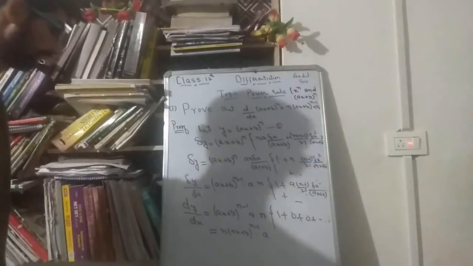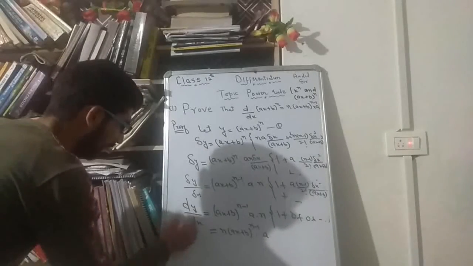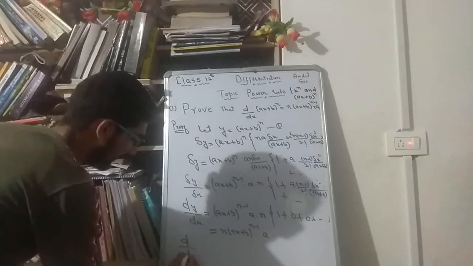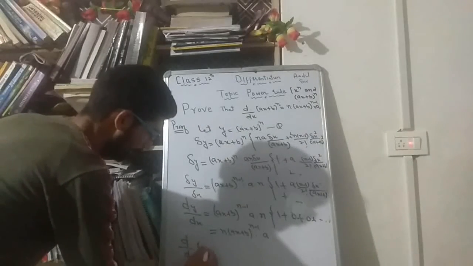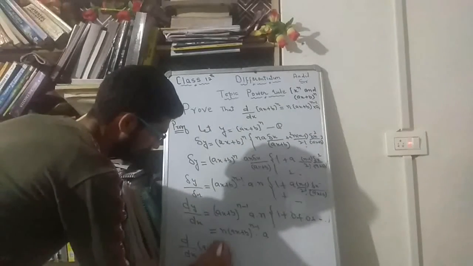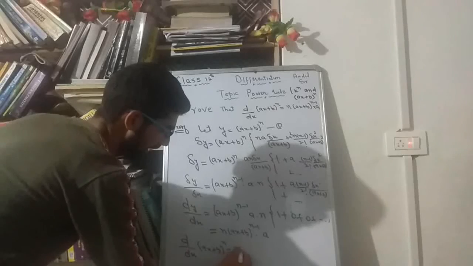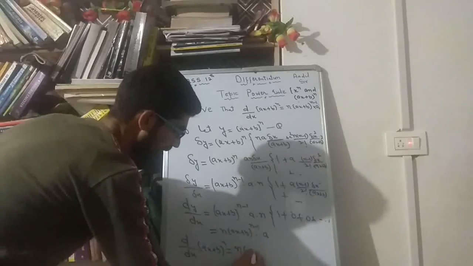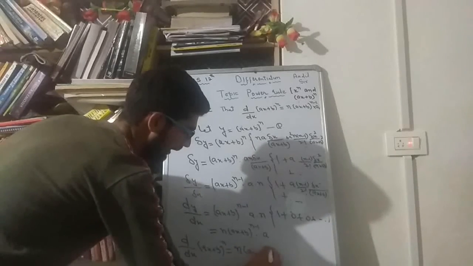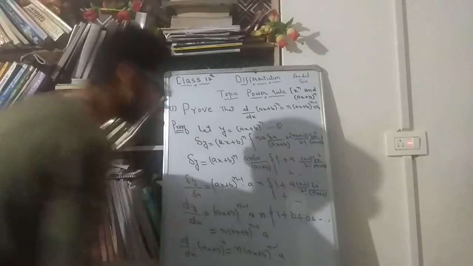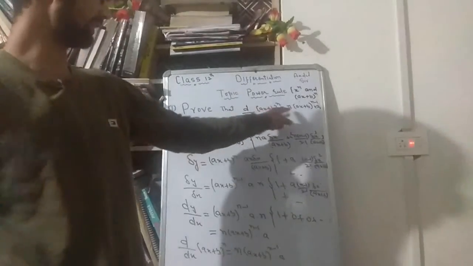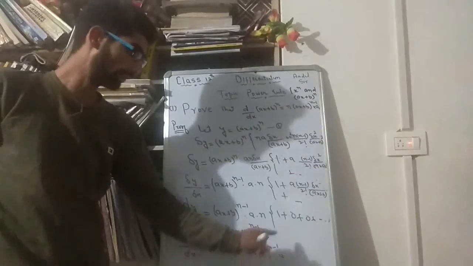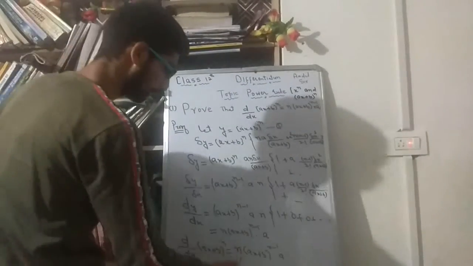So now this dy by dx, that is d by dx of y, but y we know we have taken as (ax plus b) raised to n, and we got it as n (ax plus b) raised to n minus 1 into a. So this was our result. We got that the derivative of this function is n (ax plus b) raised to n minus 1 into a. So this is our result, and these are the most beautiful results of the power rule.